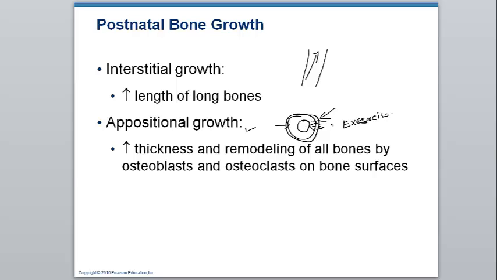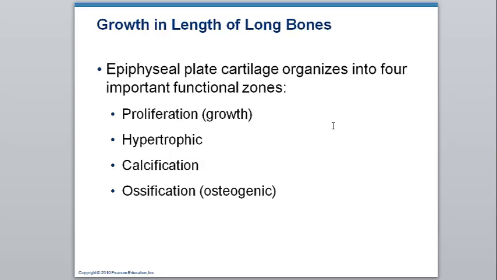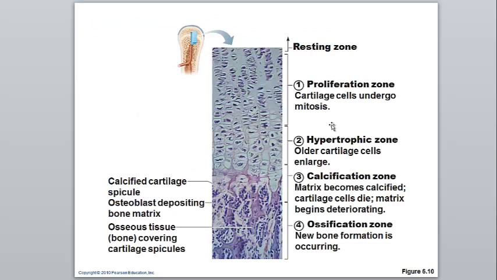Increase in thickness, remodeling of all bones by osteoblasts and osteoclasts on the surface. Two types of bone growth. Let's look at how exactly the bone increases in your body.